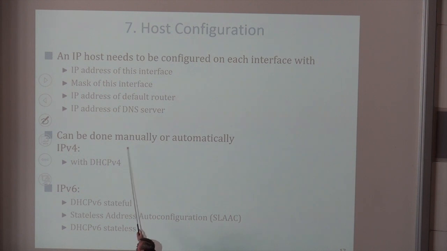It can be done manually, and you've learned in the lab how to do that. But of course, most people don't want to do it manually, so you do it automatically. And the way to do that is called DHCP, Dynamic Host Configuration Protocol. Question? Yes. Can't we find the router closest to me using an ARP?